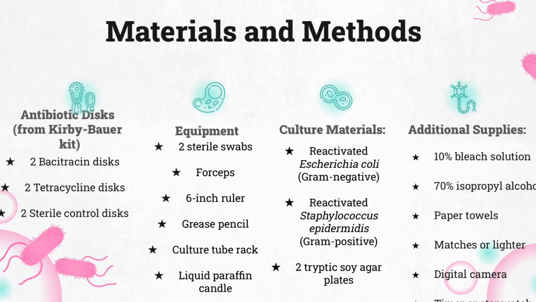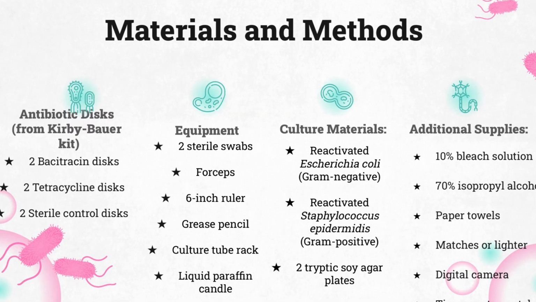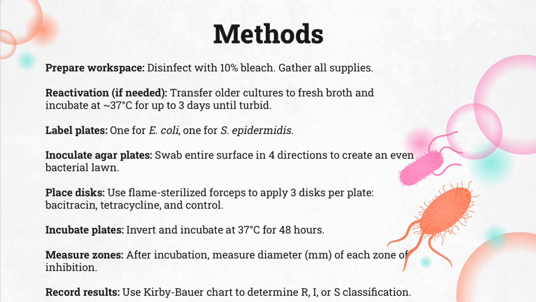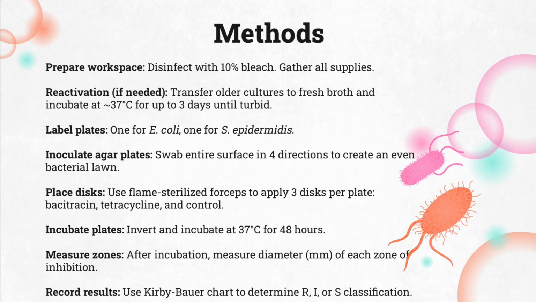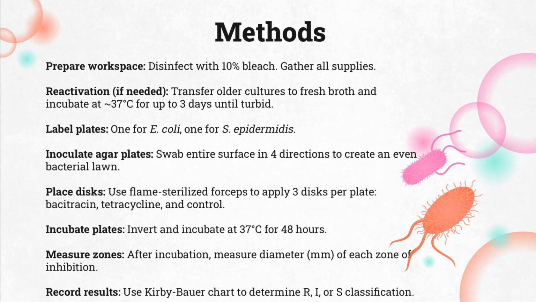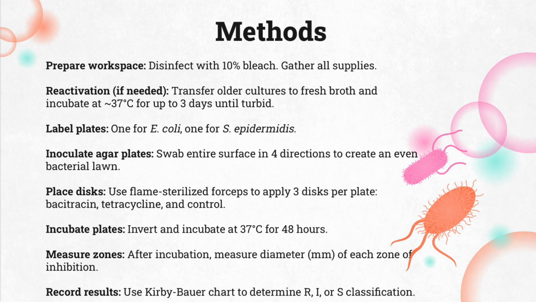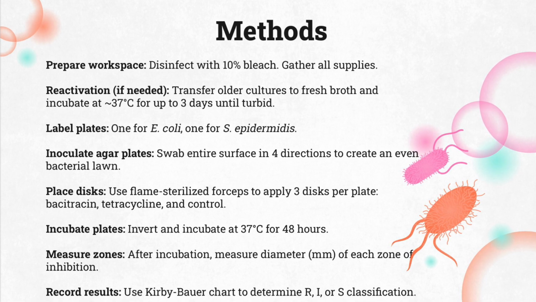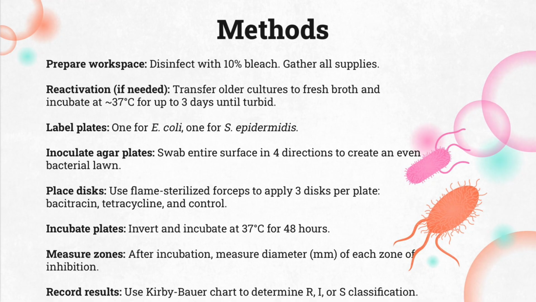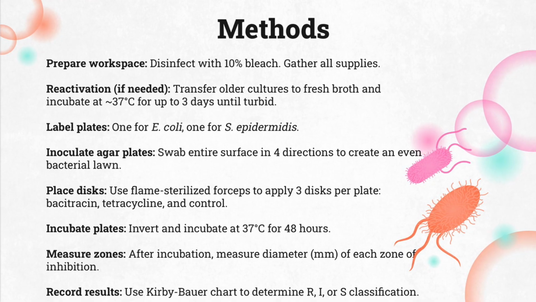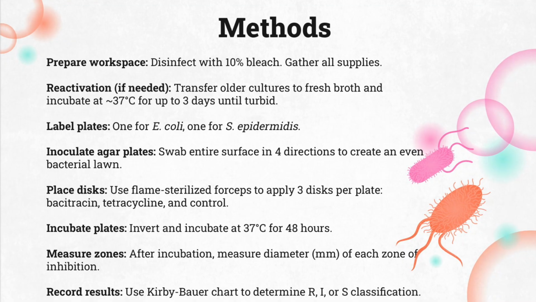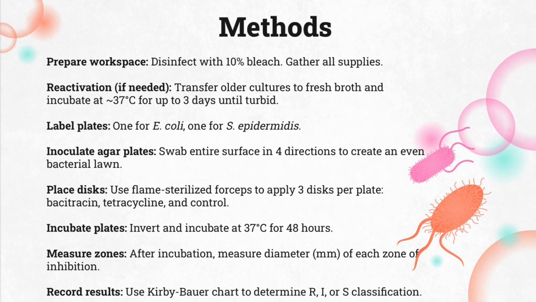To start, I disinfected my workspace with bleach and gathered all my materials. I labeled one plate for E. coli and one for Staph. Then I swabbed each plate in four different directions to make sure the bacterial lawn was evenly spread. After that, I used flame-sterilized forceps to place three discs on each plate: bacitracin, tetracycline, and the control. The plates were then inverted and incubated at 37 degrees Celsius for 48 hours.